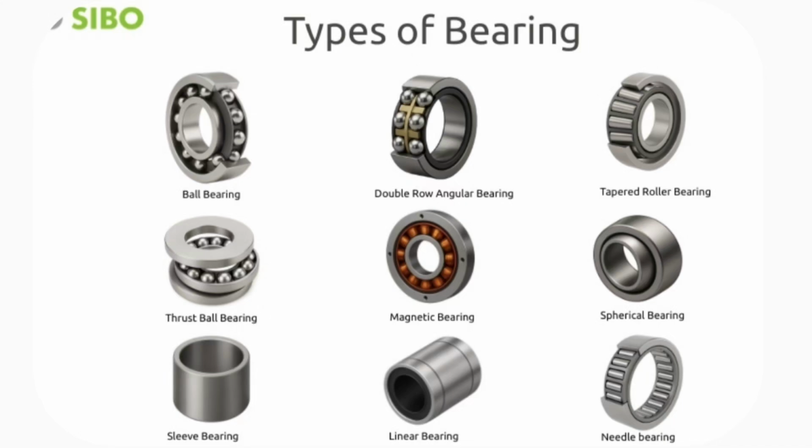Self-aligning ball bearings: feature two rows of balls and a spherical outer raceway, allowing the bearing to automatically adjust for shaft misalignment or deflection. 2. Roller bearings, heavy load capacity. Roller bearings use cylindrical, tapered or needle-shaped elements. Because contact occurs along a line rather than a single point, they handle much higher loads than ball bearings.